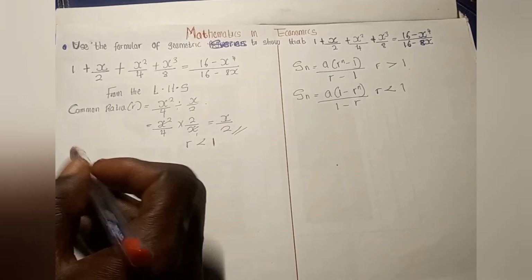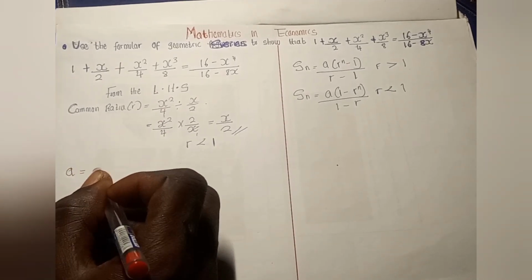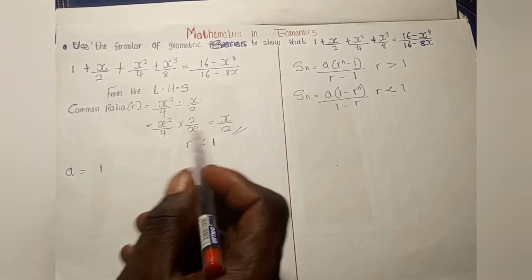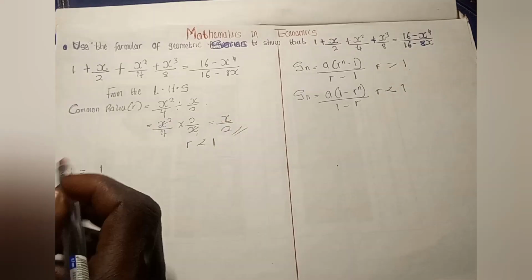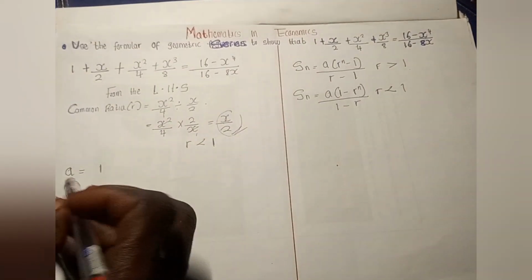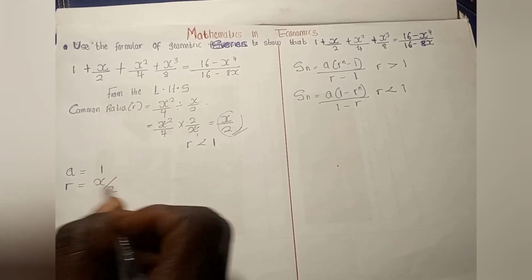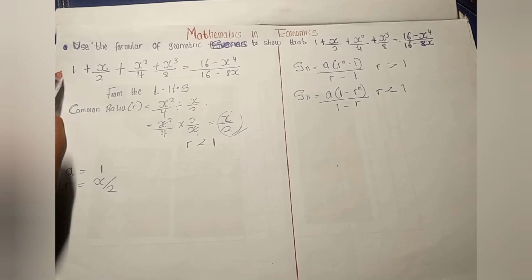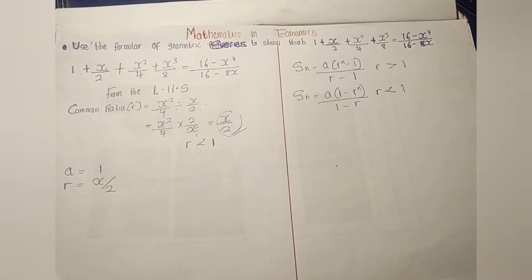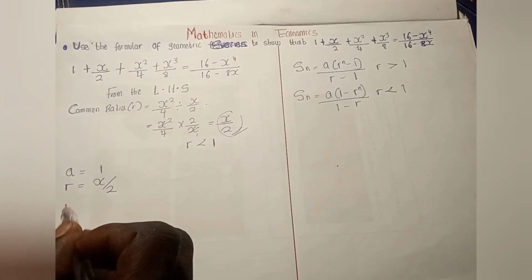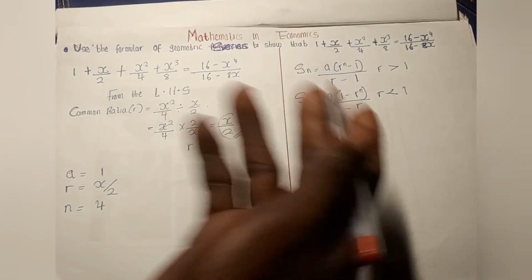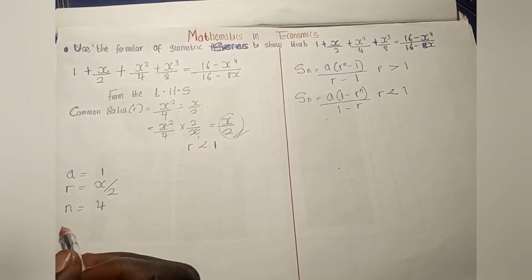I have my a as 1. Don't forget my a, which is the first term, I have it as 1. My r, which is the common ratio, I have as x over 2, and I have my n, the number of terms. The n is the number of terms, which is 1, 2, 3, 4. I am having 4 terms in this geometric series, so I have my n as 4. I can easily substitute these parameters into the second equation because my r is less than 1.